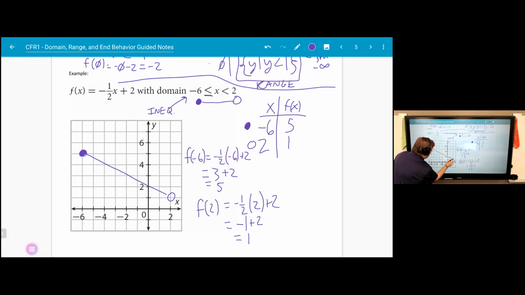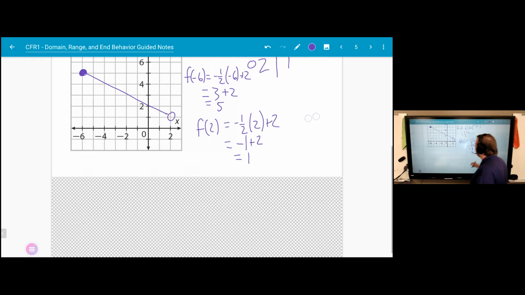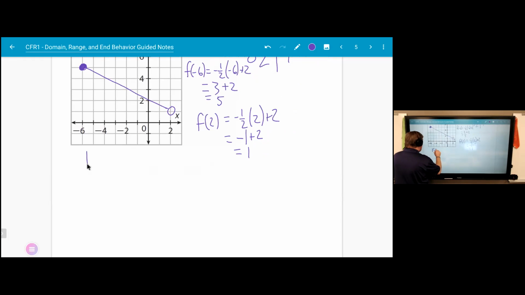Just like that. It does not have arrows at the end because it can't. And now we need to do the last part. We need to do the range, and we need to do it in inequality notation.